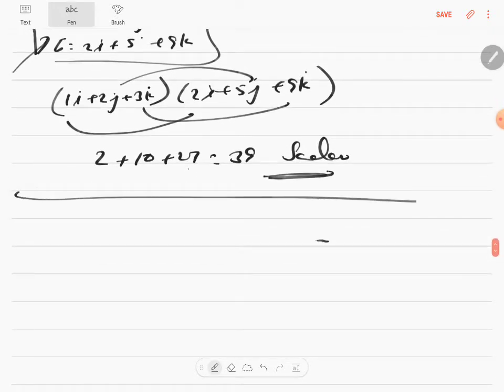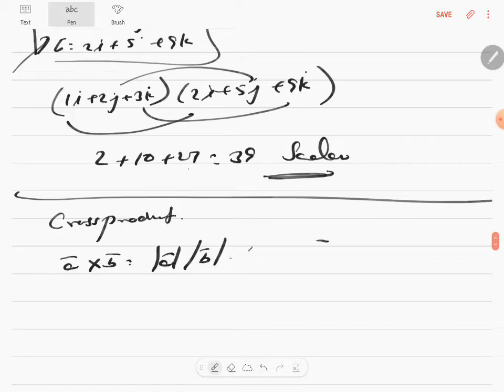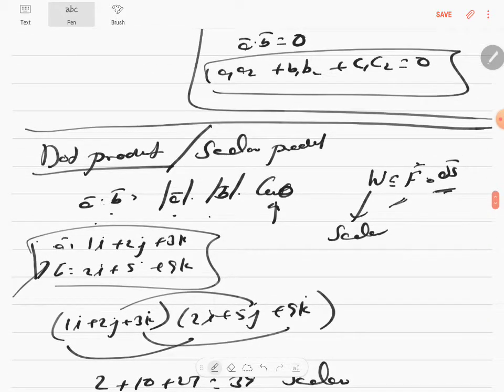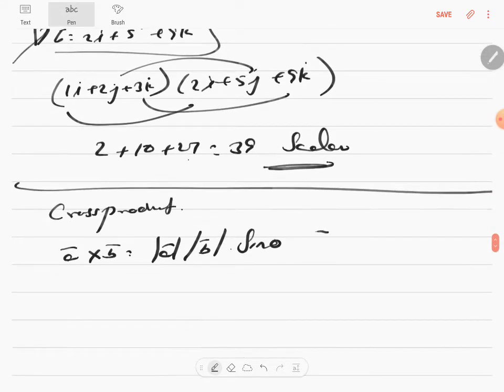So let's go to cross. Dot product is over. Let's go to cross product. The formula for cross product is a vector cross b vector is magnitude of a into magnitude of b into sine theta. What is hidden in a dot product? A cos theta. What is hidden in a cross product?